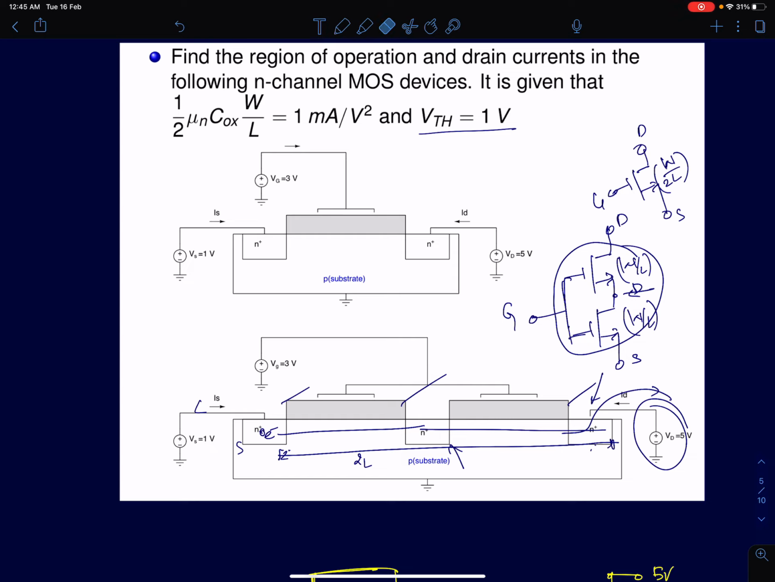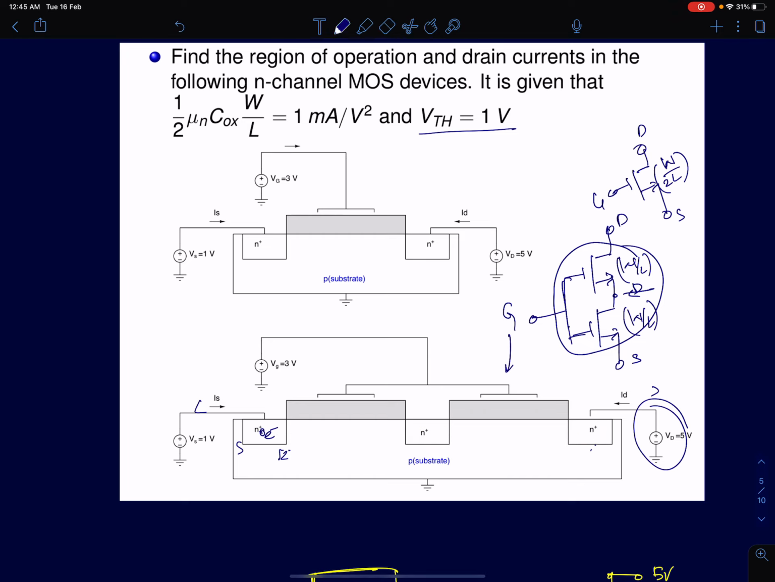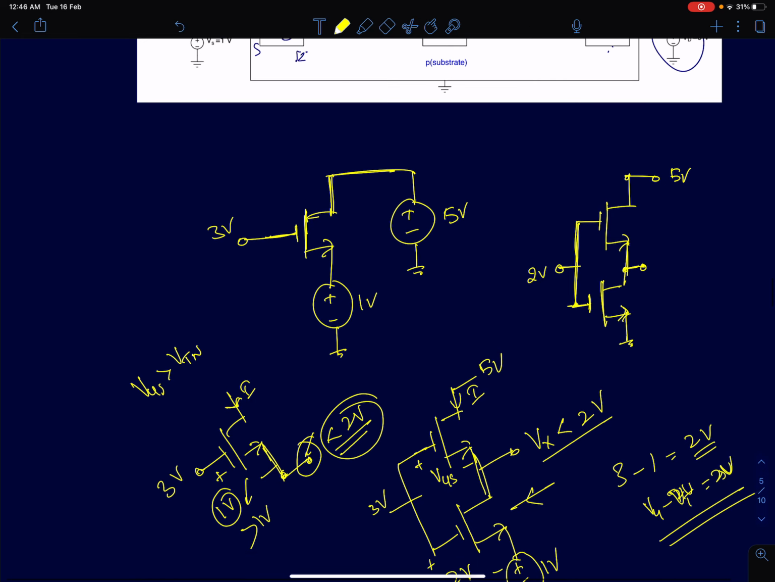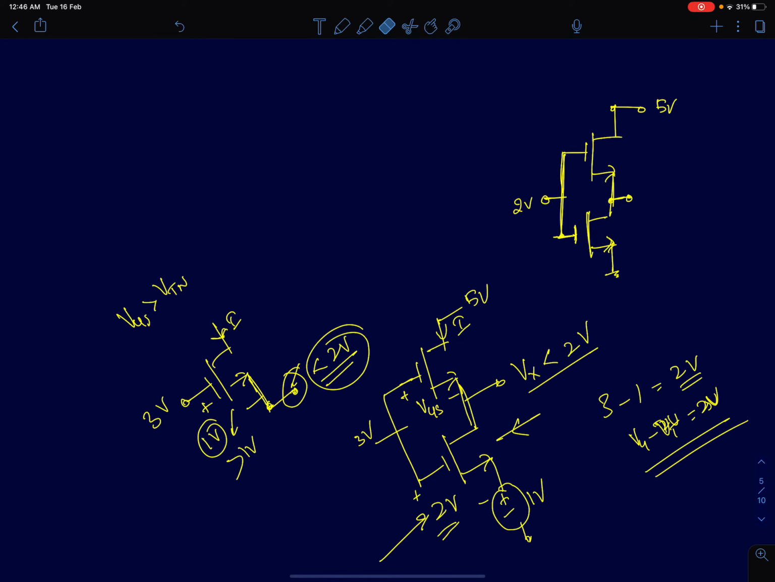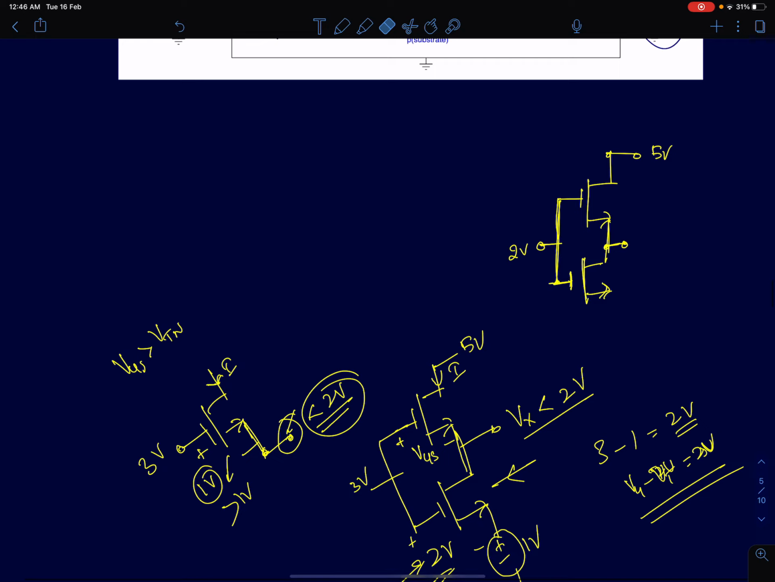Now what are we supposed to find? We are supposed to find the drain current and the region of operation of the devices. So we will go step by step in this problem and try to find the drain current and the region of operation of the individual devices. Before I start with the analysis, I'm talking about the second problem here. The source is at 1 volt, the gate is at 3 volts, and we are supposed to find the region of operation for both these MOSFETs.